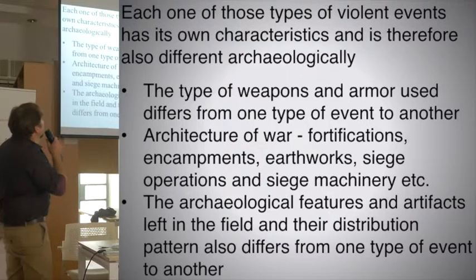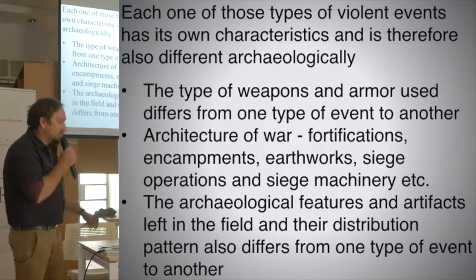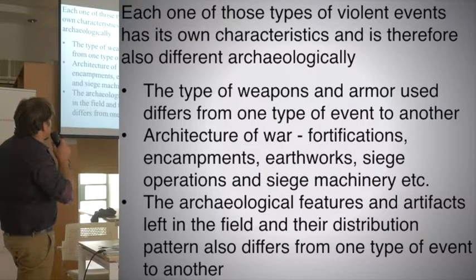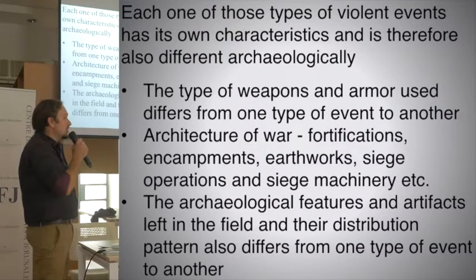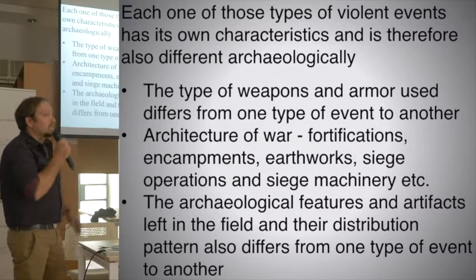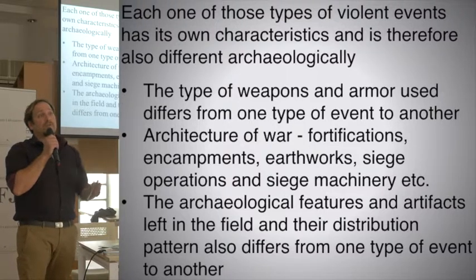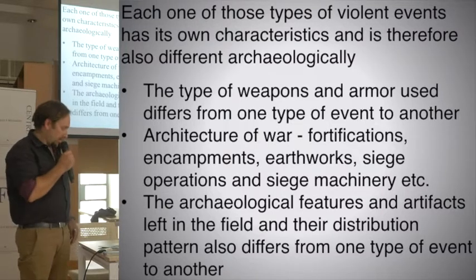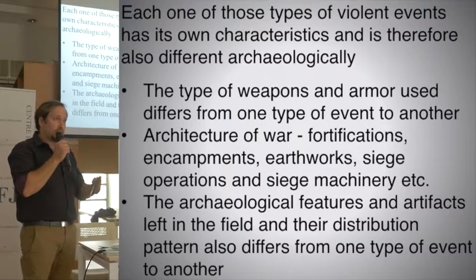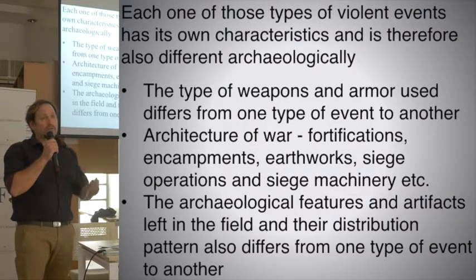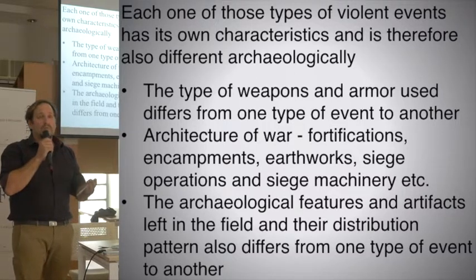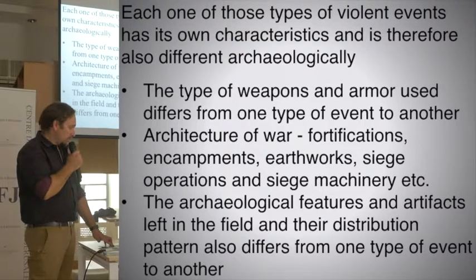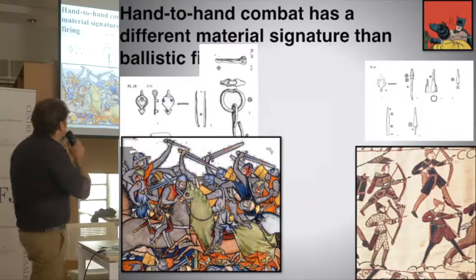Okay, so each one of those types of violent events has its own archaeological characteristics, its own signature, and of course, it depends on the types of weapons, architecture of war, like fortification, encampments, earthworks, all sorts of things which are related to some kind of the conflicts. Each one of those conflicts will also have its own characteristic according to what we find in the field, and especially artifact distribution and patterns. So we have to think very closely about each one of the case studies that we're taking to understand what should be expected, or actually what would be the pattern that we should be looking for, and therefore change our work this way.